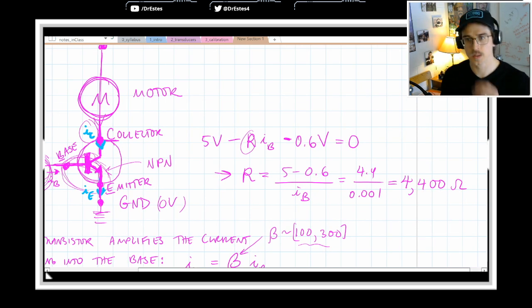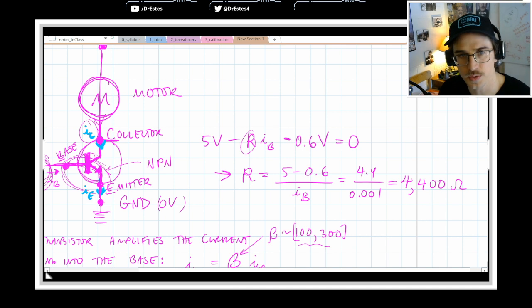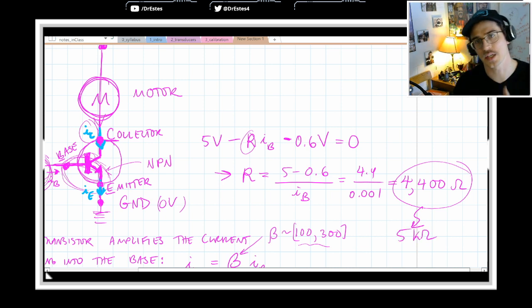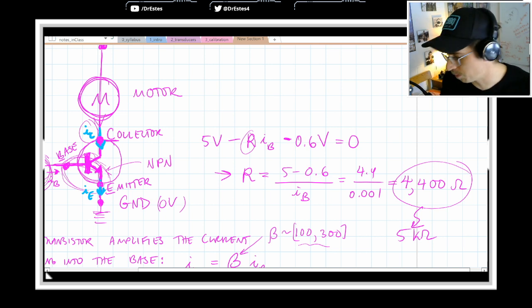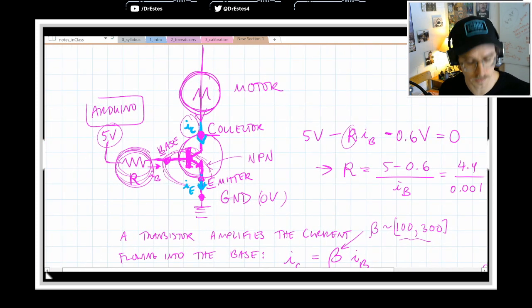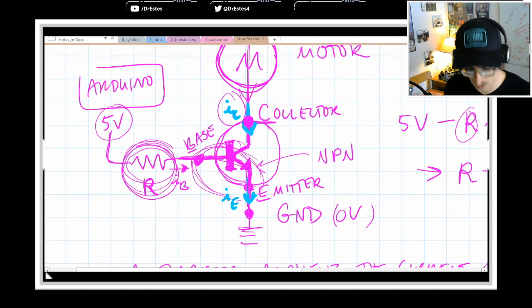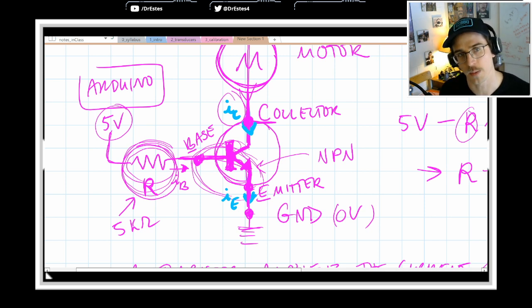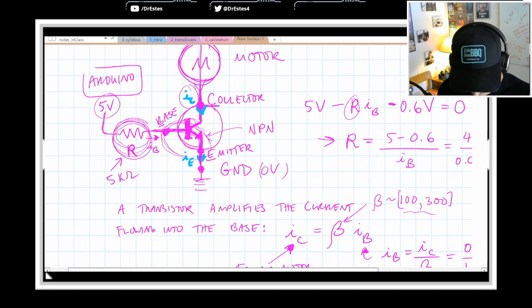4,400 ohms. Now, what we're going to do in the workshop is I just rounded this to 5 kilo ohms. You're going to notice in your kit you have a little plastic bag with a bunch of resistors in there, and you're going to see a 5 kilo ohm resistor. So we're going to output 5 volts from the Arduino and run it through a 5 kilo ohm resistor. We chose this resistance specifically to get a certain current going through the collector. And that's how it works.